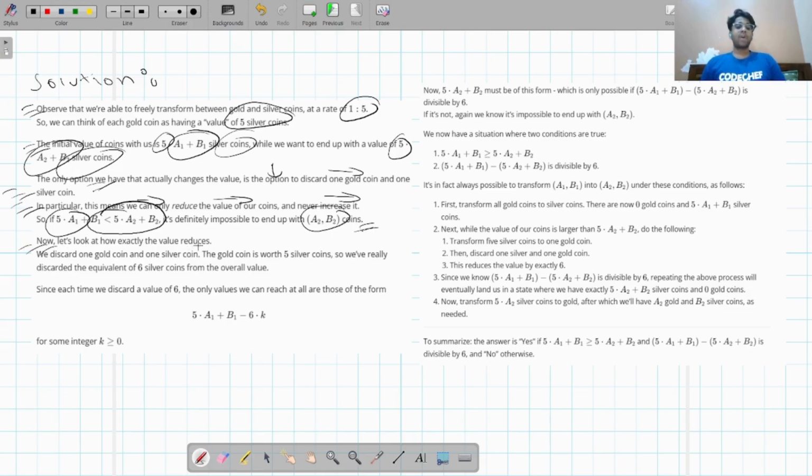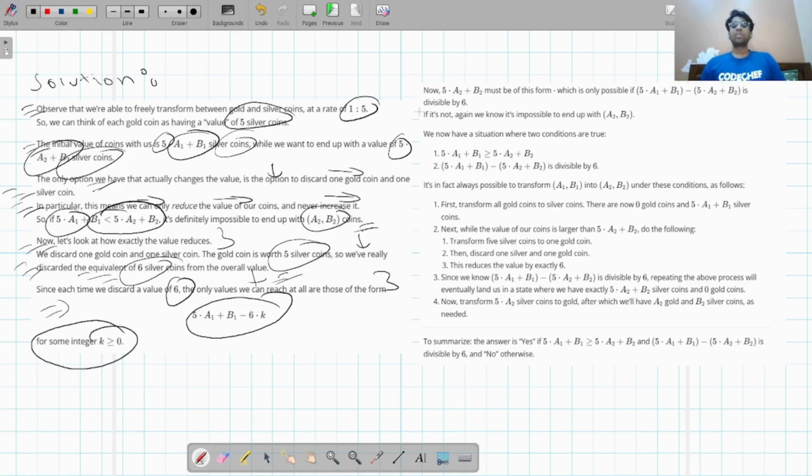So now let's look at how exactly the value reduces. We discard one gold coin and one silver coin. The gold coin is worth 5 silver coins, so we have really discarded the equivalent of 6 silver coins from the overall value, right? Since each time we discard a value of 6, the only values we can reach are those of the form 5 * A1 + B1 - 6k for some integer k greater than or equal to 0. So 5 * A2 + B2 must be of this form, which is impossible if (5 * A1 + B1) - (5 * A2 + B2) is not divisible by 6. If it is not, again we know it's impossible to end up with A2, B2.